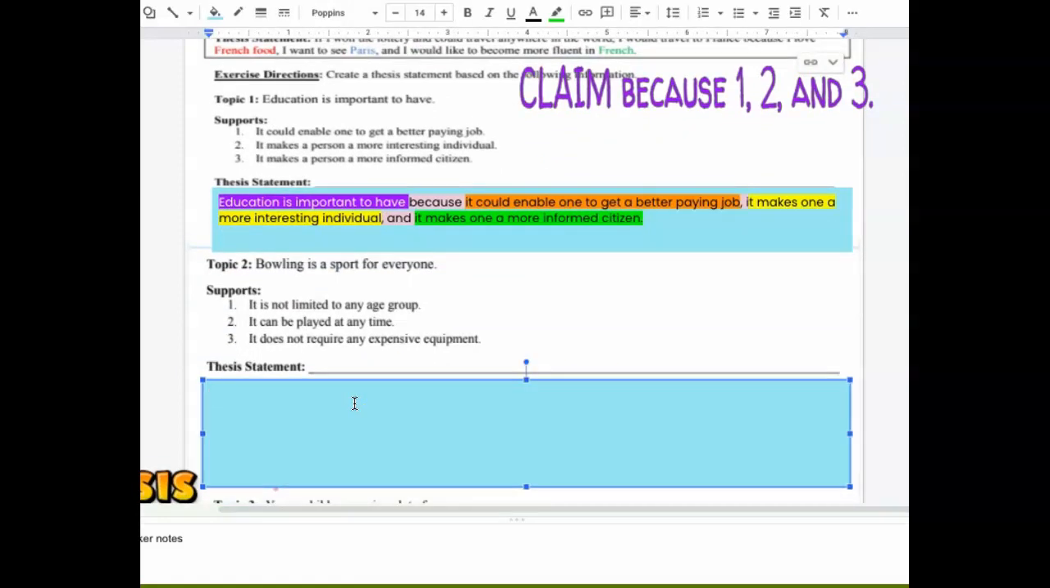So the first thing I'm going to write is the claim, which it gives me. Bowling is a sport for everyone. And right now we're just practicing the structure of a thesis statement. We're not coming up with any ideas right here. So bowling is a sport for everyone. And then I'm going to say because. Then I'm going to say my first support, which is right here. Number 1, it's not limited to any age group.